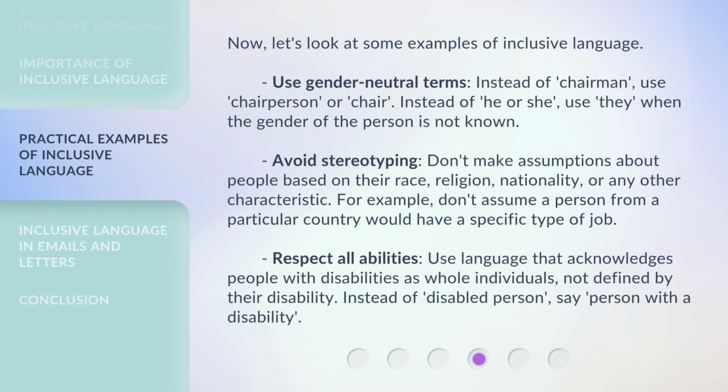Now, let's look at some examples of inclusive language. Use gender-neutral terms. Instead of chairman, use chairperson or chair. Instead of he or she, use they when the gender of the person is not known.